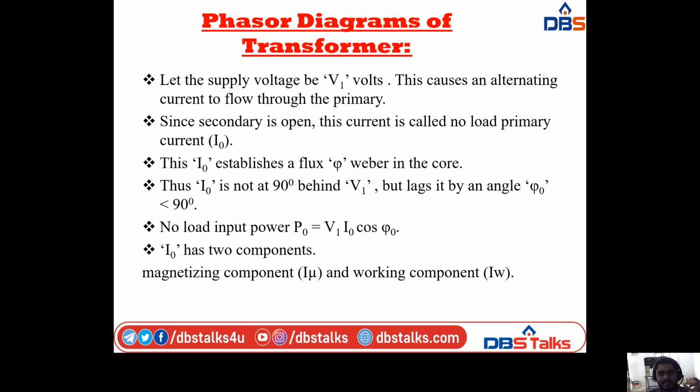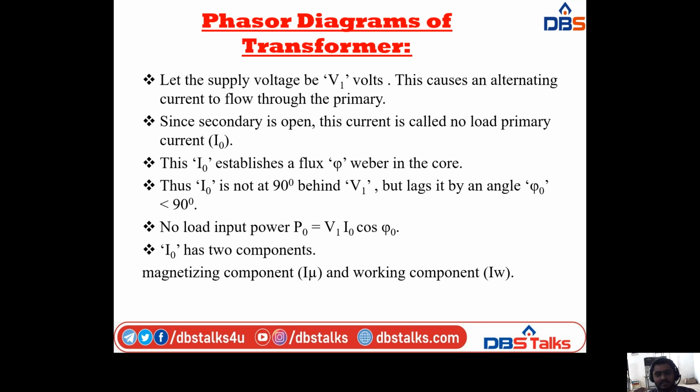Here I am taking the supply voltage as V1 volts, connected to the primary winding. This causes an alternating current to flow through the primary. Since the secondary is open, this current is called the no load primary current, that is I0.